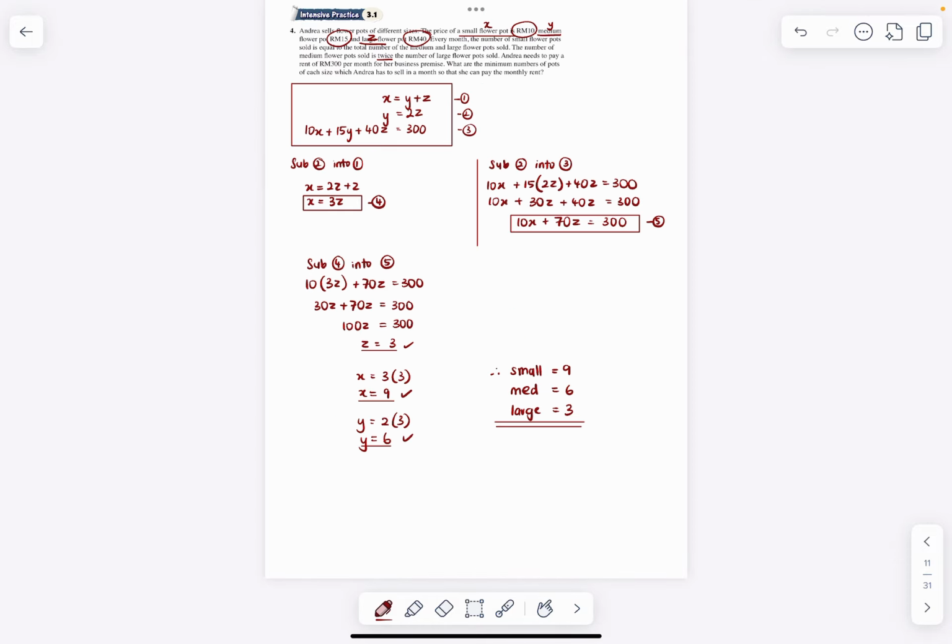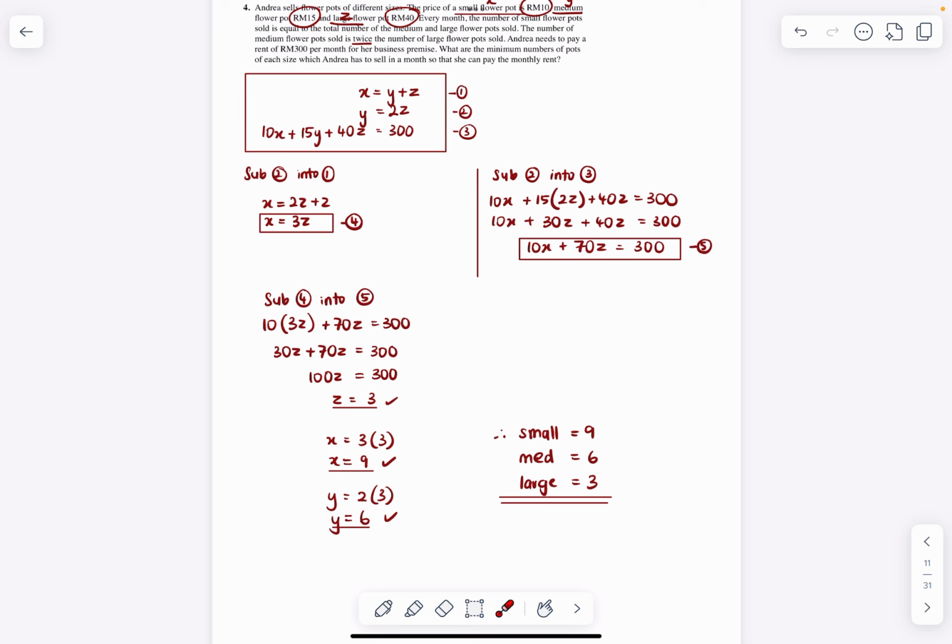If you want to check, you can put this back into the equation. X, they said, is Y plus Z. So Y and Z, we add them, we will get X. Correct? That's it.